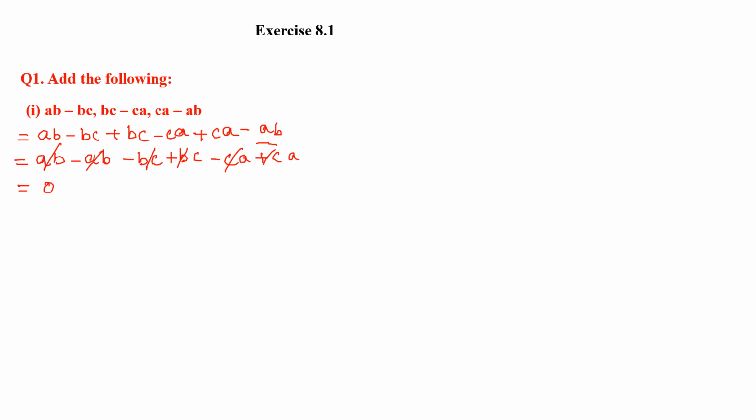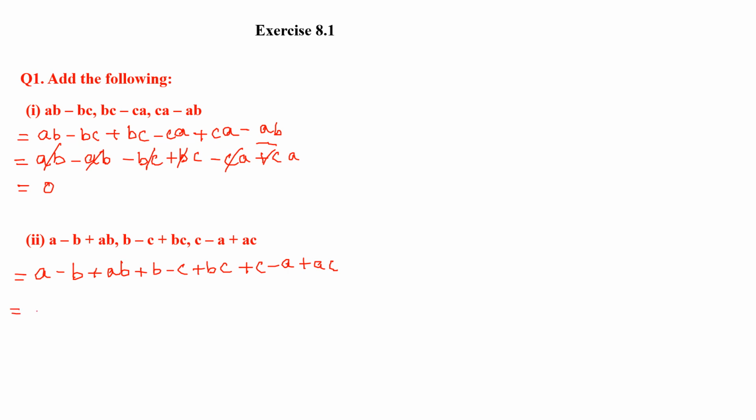Now the second question. You have to add A minus B plus AB, B minus C plus BC, and C minus A plus AC. So let's add it. So A minus B plus AB plus B minus C plus BC plus C minus A plus AC. Now again group the like terms. So A and minus A. Now minus B and then plus B. Then minus C is here and then plus C is here.